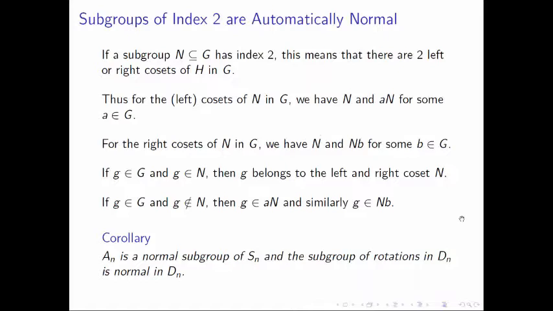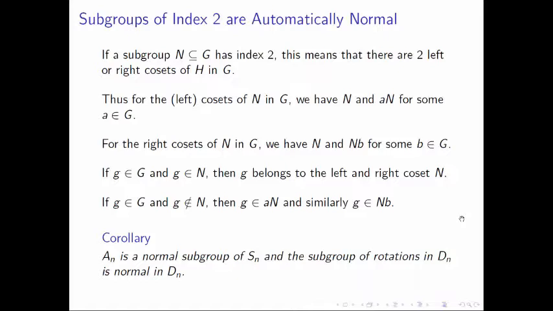As a corollary of this, you can deduce that some of our favorite subgroups that we've been studying are in fact normal subgroups of the larger groups to which they belong. So for example, A_n, the group of even permutations, is a normal subgroup of S_n, and the subgroup of rotations in D_n is normal in D_n.